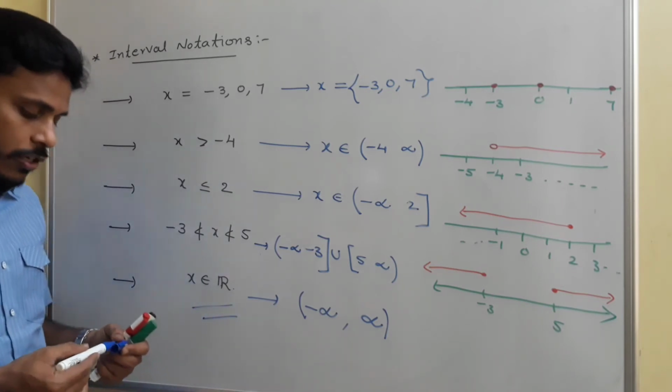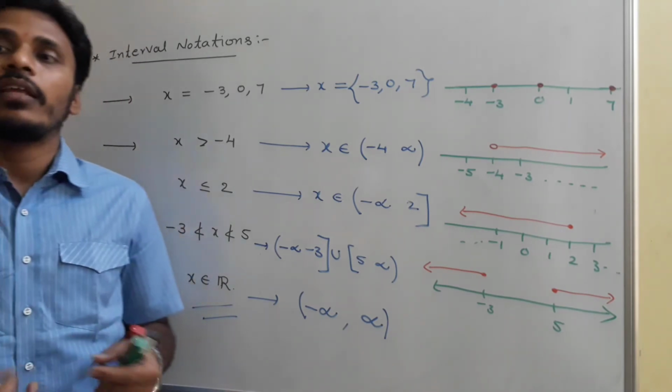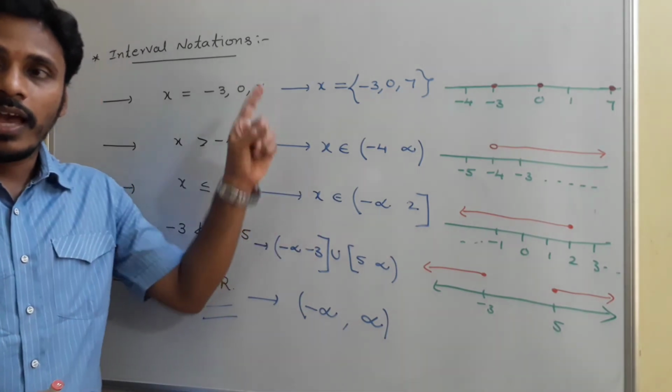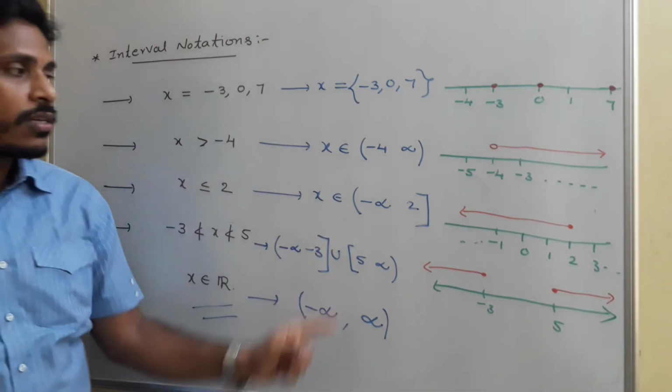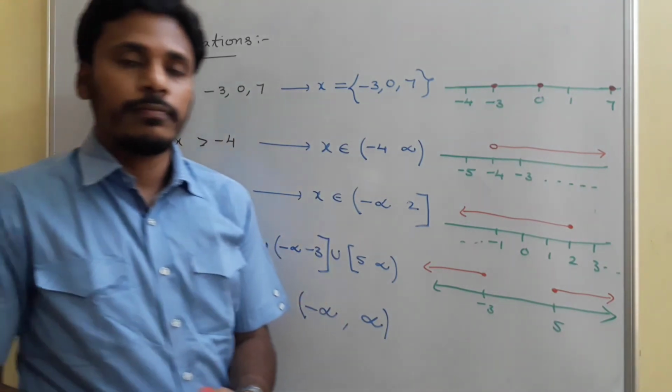There are some situations where x may take every real value. The possible values of x are any real value. In that case, the interval notation is from minus infinity to infinity. Just have a look, and these are the interval notations and those are the number line representations for the given solution. Just have a look.